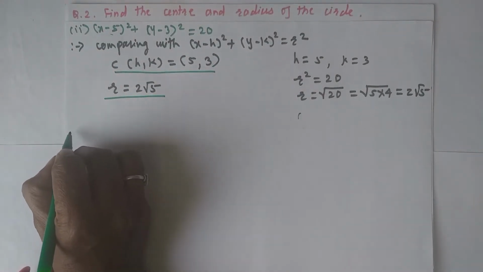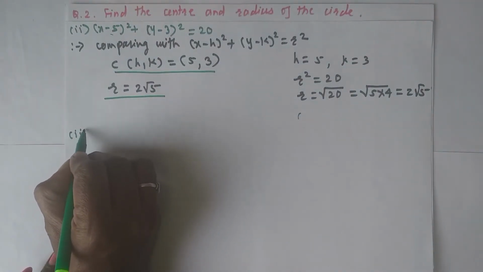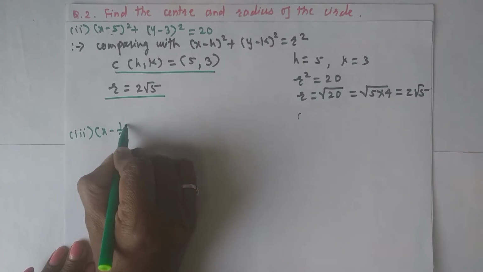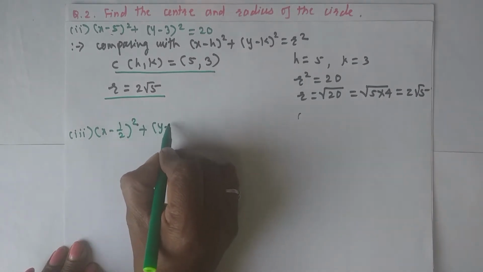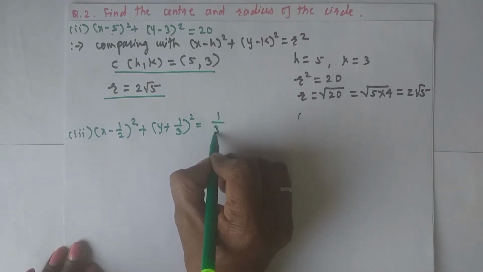Now what is the next? Again find center and radius of the circle, and the third problem is x minus half square plus y plus 1 upon 3 square is equal to 1 upon 36.